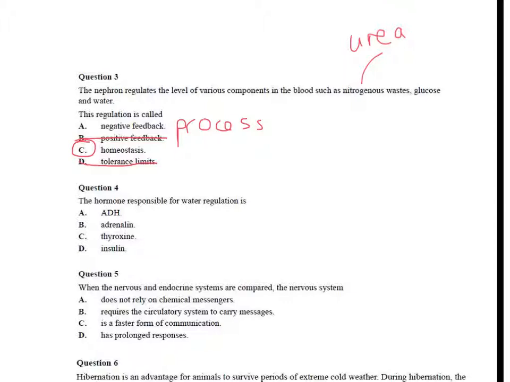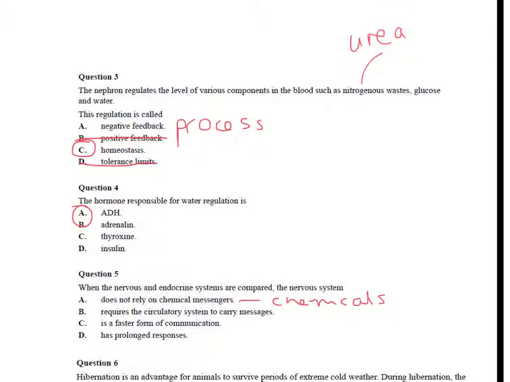Okay, question 4. The hormone responsible for water regulation is ADH. Hopefully you all got that, no worries. And going down to question 5. When the nervous and endocrine systems are compared, the nervous system, it could be, does not rely on chemical messengers. Well, that's true, except for the fact that we have chemicals in the synapse.